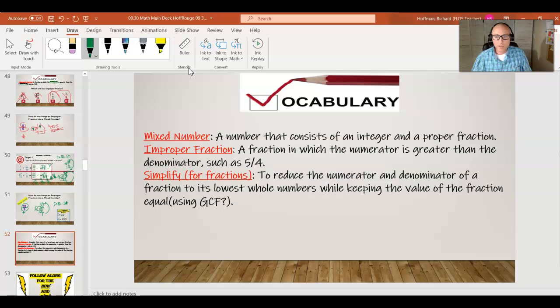Simplify is to reduce the numerator and the denominator of a fraction to its lowest whole numbers or terms. They say put it to lowest terms while keeping the value of the fraction equal. So yes, it can be equal.